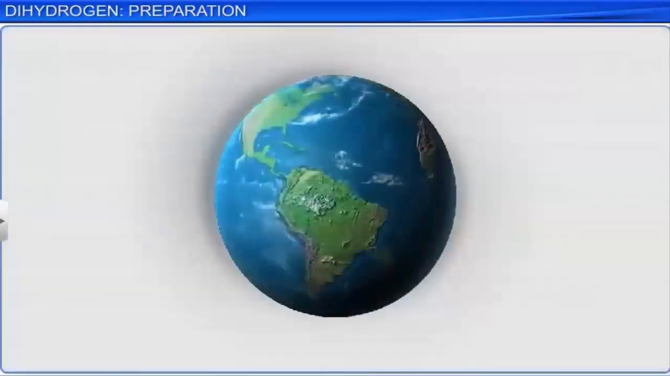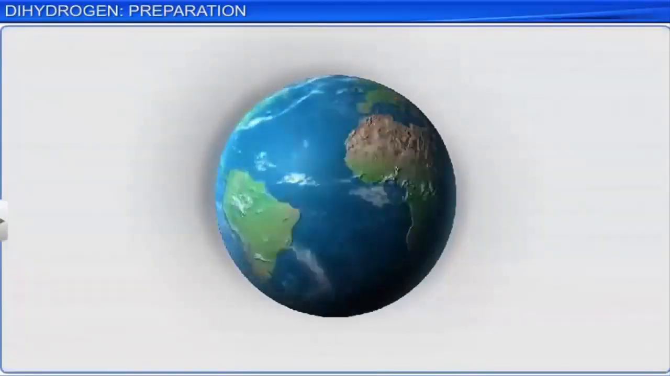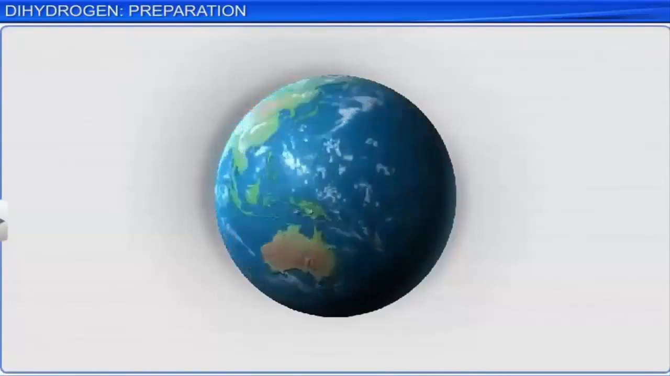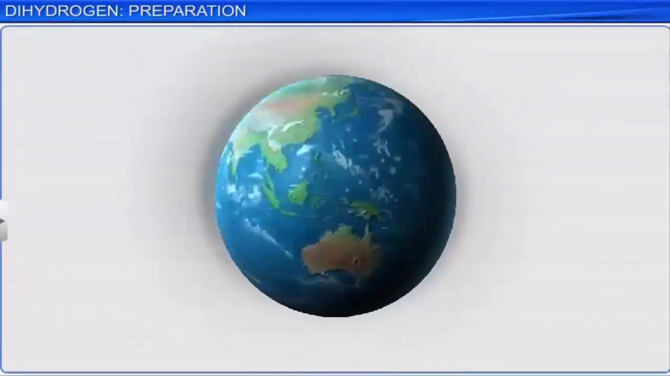It is, therefore, the third most abundant element on Earth, constituting 15.4% of its crust and the oceans.